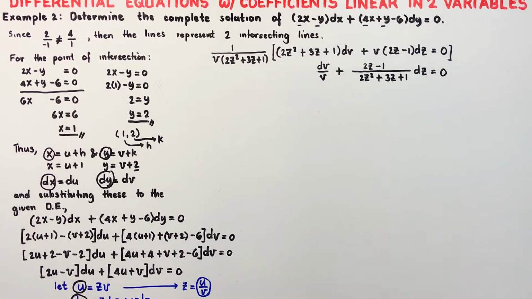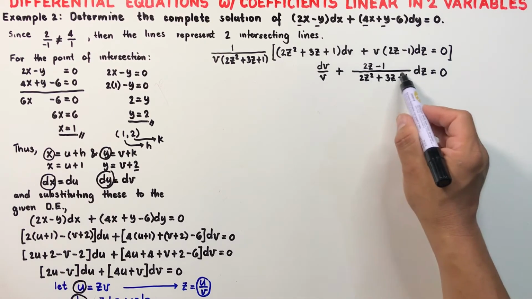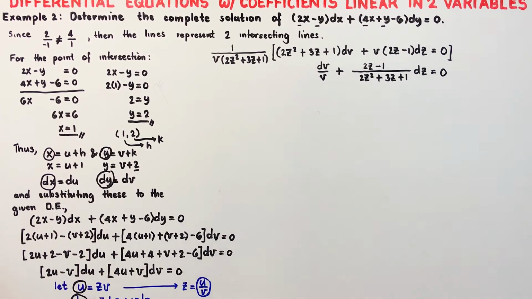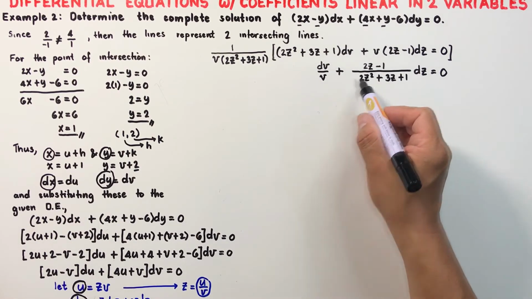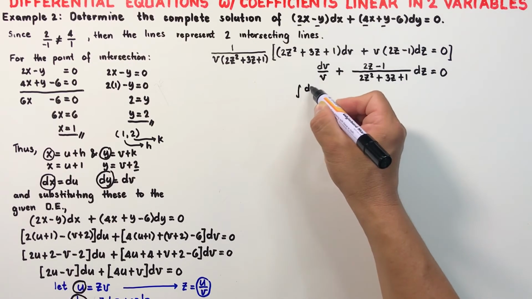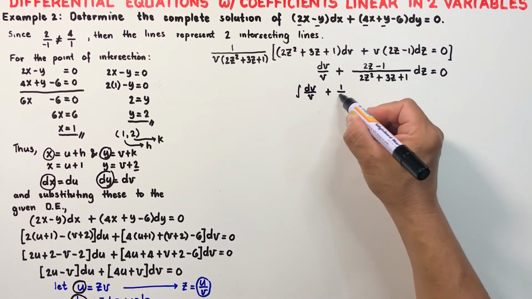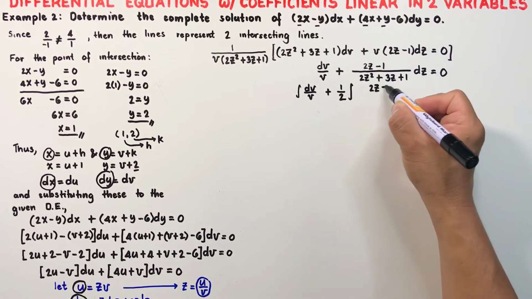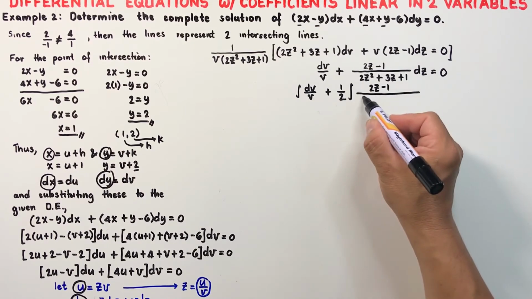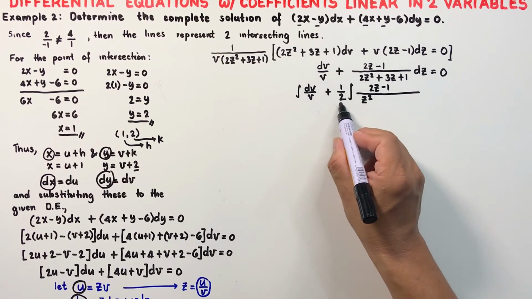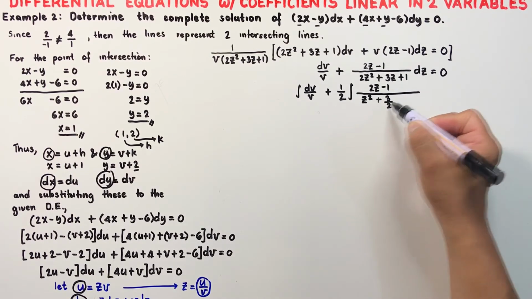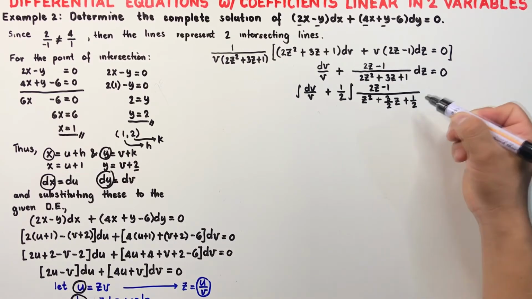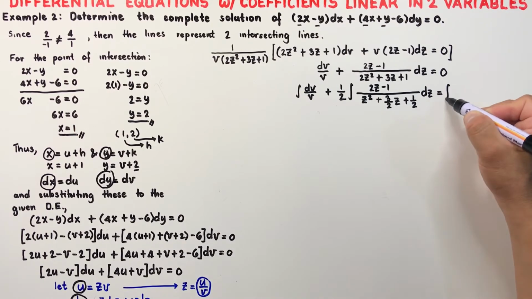Now looking at this differential equation, it is very easy to integrate this dv over v, but this one needs an algebraic manipulation. So to solve this one, maybe is to make this denominator a trinomial with a leading coefficient of 1. So we need to factor out the 2 here outside. So we have the integral of dv over v plus 1/2 of the integral of 2z minus 1 over this one, because we have factored out the 2 there, which is this one, plus 3/2 times z plus 1/2 dz, which is equal to the integral of 0.